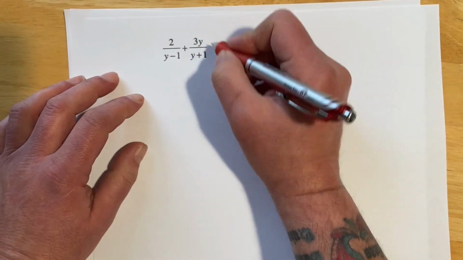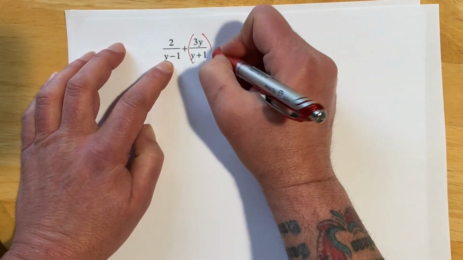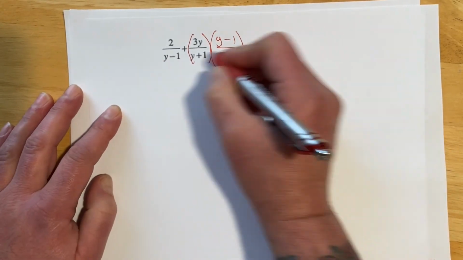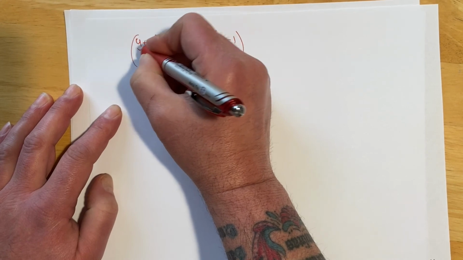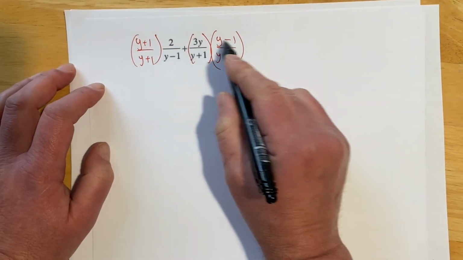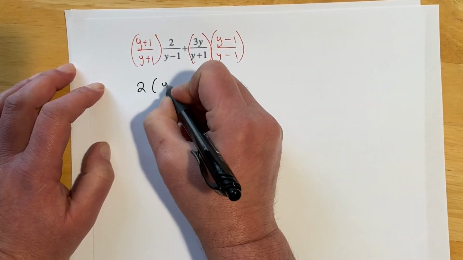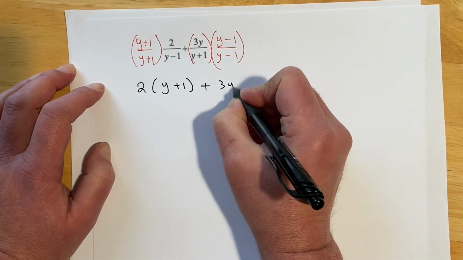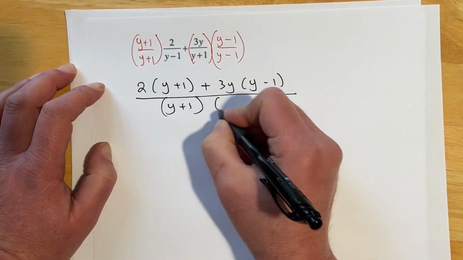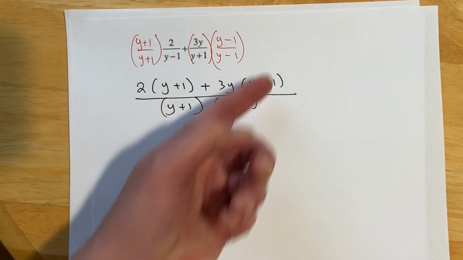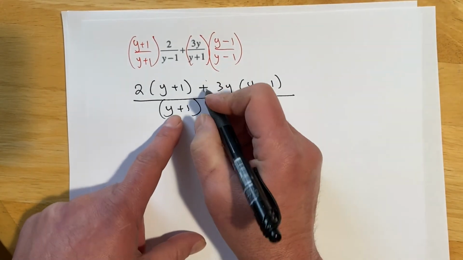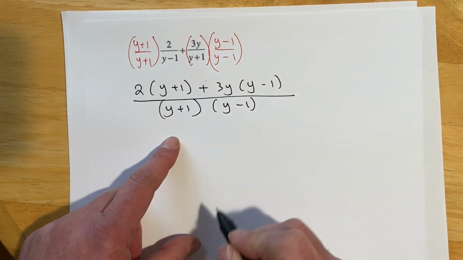Okay, and this last one, again, nothing common between the denominators, so all I can do is multiply them together. They're both prime, so this side gets the y minus 1s, and this side's going to get the y plus 1s. Then they'll both have y plus 1 and y minus 1. Let me write that out a little bit better: 2 times y plus 1 plus 3y times y minus 1, over y plus 1 and y minus 1. Again, careful not to try to cancel that stuff. That's an addition problem. Remember, we cannot cancel across addition.